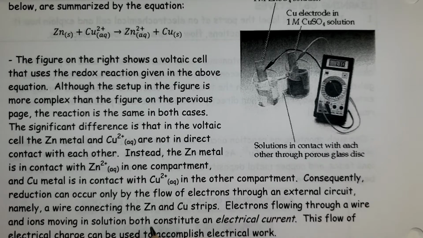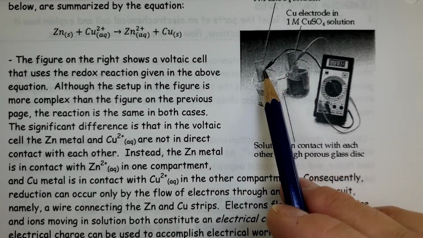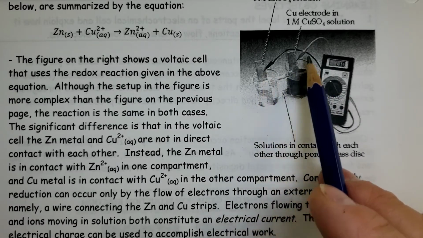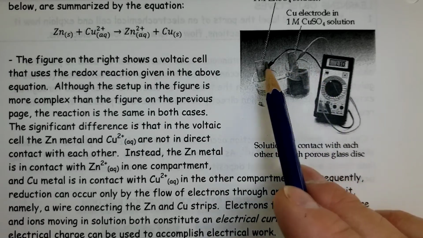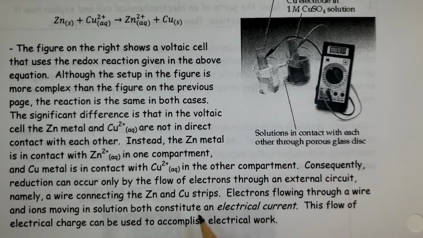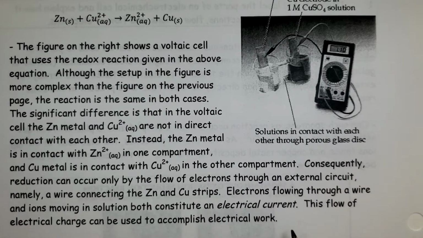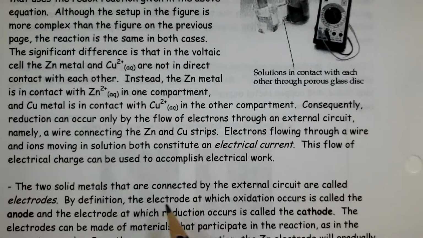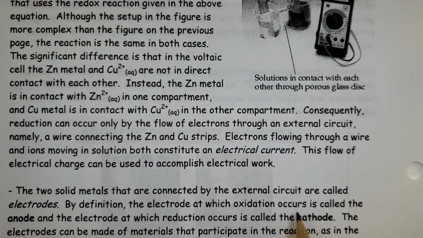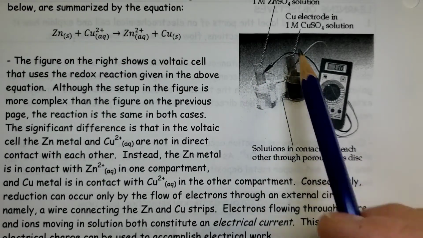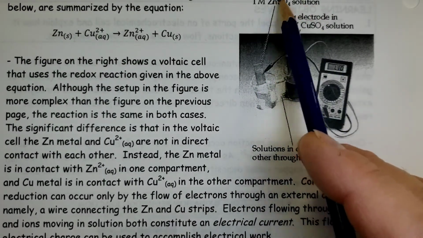And consequently, reduction can occur only by the flow of electrons through the external circuit. So here we have this voltmeter connected. So electrons run from one wire into here and into the other one. Electrons flow through the wire and ions move in solution. Both constitute an electric current. This flow of electric charge can be accomplished to do electrical work. The two solid metals that are connected by the external circuit are called the electrodes. So that solid zinc and the solid copper, they are referred to as electrodes.